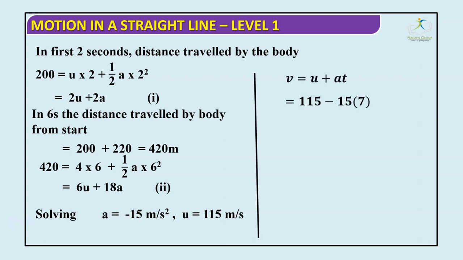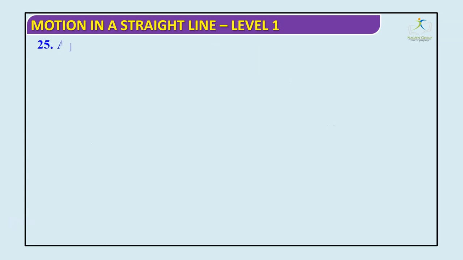So v is equals to u plus 18a. We put all these values here, get the value of v 10 meter per second, which is the first option.